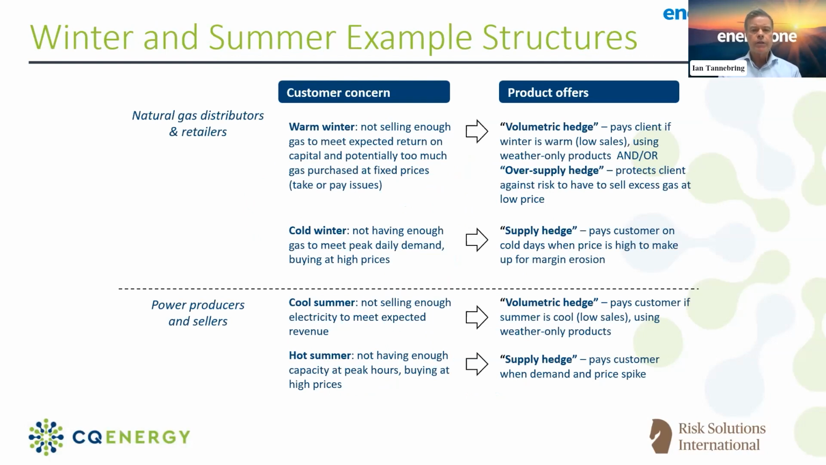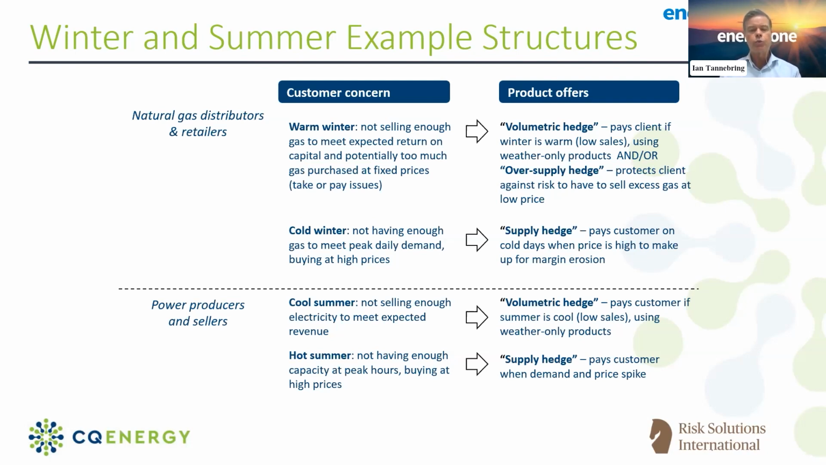Looking at some winter and summer examples, as I said earlier, what you tend to find is that natural gas distributors and retailers tend to be more concerned about warm winters. Warm winters mean less sales, which has a bottom line revenue impact. In Europe, that's typically been the product that's had the greatest demand. Or in the case of a cold winter, you may have underhedged and need to go to the market and potentially buy more spot gas or contractual gas, which could be well above the cost of where you've sold to customers, and that could incur financial losses as well.